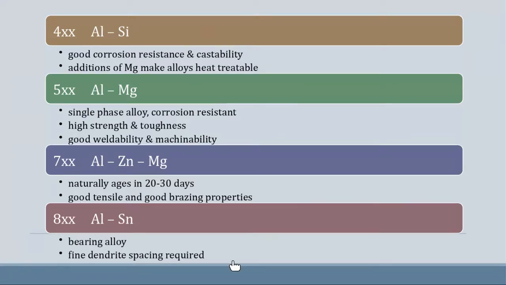And your last one is an aluminum tin. Your 800 series is typically a bearing alloy. Aluminum and tin, this is a bronze alloy, so this is a tin bronze. And it's used a lot in bearings. Fine dendritic spacings are required, and that's for strength purposes.